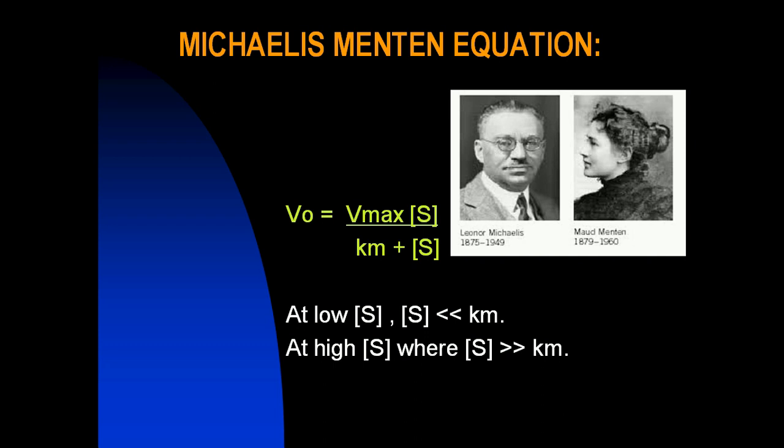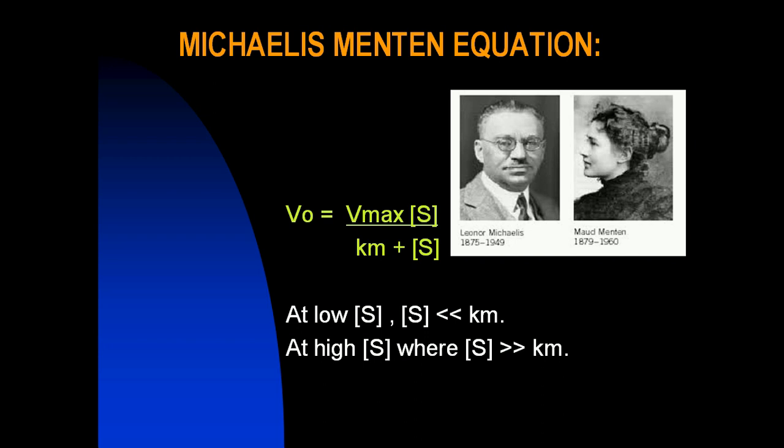Km, the Michaelis constant, is a characteristic of an enzyme and its particular substrate and reflects the affinity of the enzyme for that substrate. Km is numerically equal to the concentration of substrate at which the rate of reaction is equal to half Vmax.